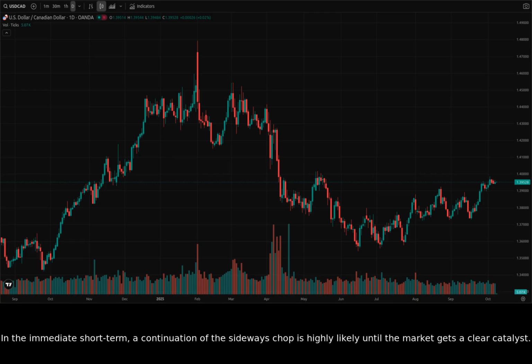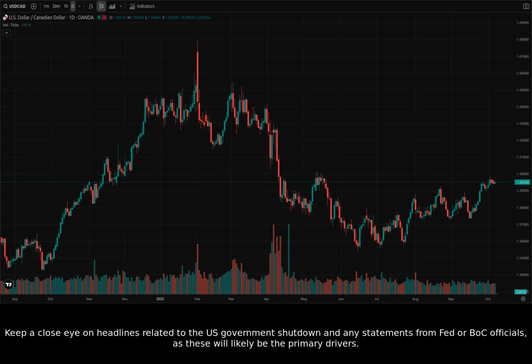underway. In the immediate short term, a continuation of the sideways chop is highly likely until the market gets a clear catalyst. Keep a close eye on headlines related to the U.S. government shutdown and any statements from Fed or BC officials, as these will likely be the primary drivers.